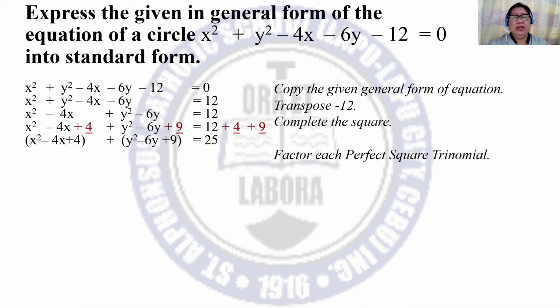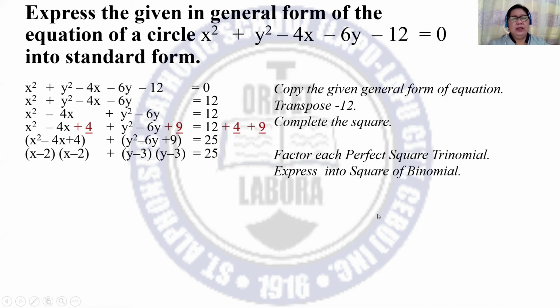Then you have to factor each perfect square trinomial. You can factor into x minus 2 times the binomial x minus 2. And here we have the quantity y minus 3 times the quantity y minus 3 equals 25. Express into square of binomial. So this is equivalent to the square of x minus 2. And this is equivalent to the square of y minus 3.